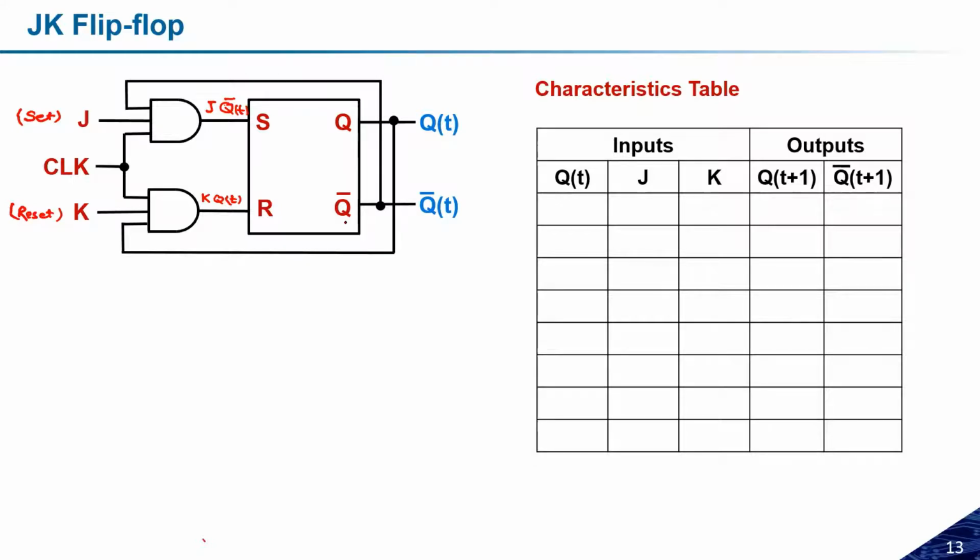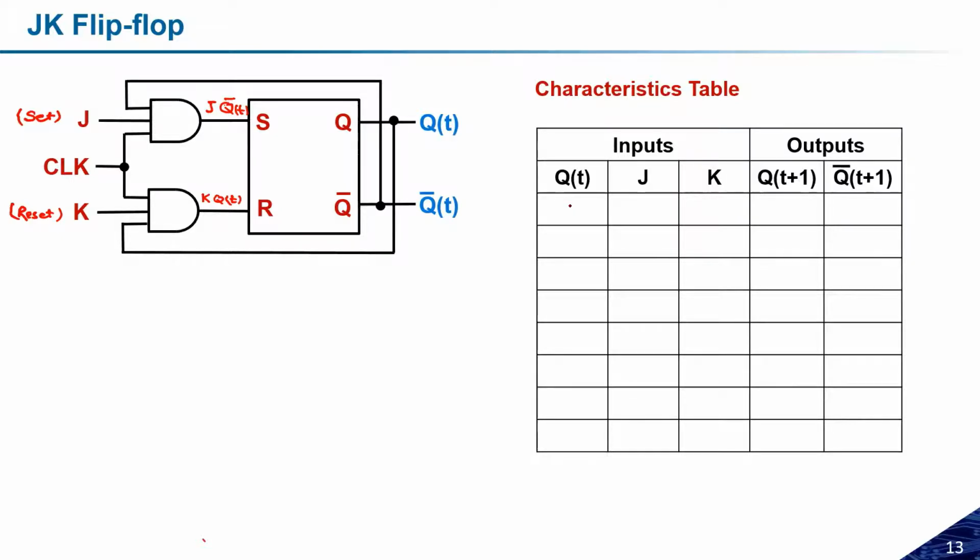In the characteristics table, the J input, K input, and the Qt are responsible, Qt and the Qt complement. I'm assuming that both are complementary in nature. So to make the characteristics table, we need three parameters: the first is J, the second is K, and the third is Qt. That is why we have made the table considering Qt, J, and K. J is similar to set, and K is like reset in the RS flip-flop. So let us try to make the table.